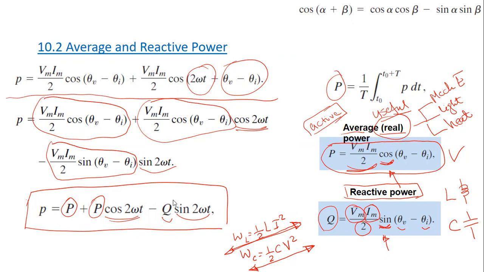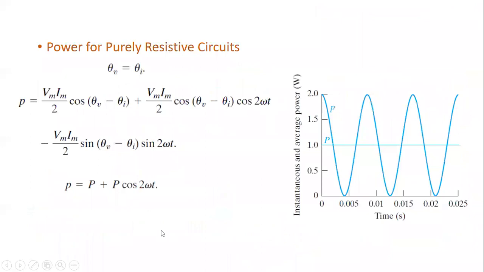Okay. So these are the formulas that you need to deal with. P is equal to V maximum I maximum over 2 cosine the difference in the angle, and Q, the reactive power, is V maximum I maximum over 2 sine the phase shift between the voltage and the current. Okay, now let's have a look at average power in the different components.